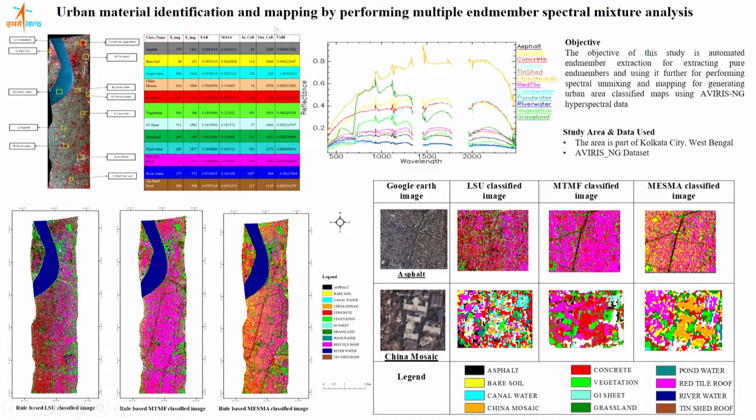Then we can do urban material identification and mapping with the help of hyperspectral data. Here we used the automated endmember extraction technique, and we extracted endmembers from this. After extraction of endmembers, we tried to classify the data of the Kolkata region, and you see here we are able to classify different urban materials more clearly with the help of abundance images generated from the unmixing output, and then we applied rule based classification to get this kind of classification.